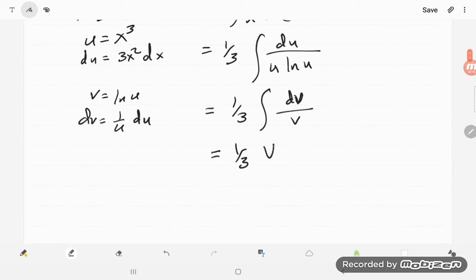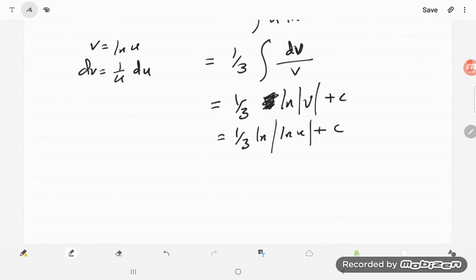So that's 1/3 v to the -1, right? That's not a power rule, that's logarithm. So there's the logarithm of the absolute value of v plus c. And so that's 1/3 natural log. Now what was v? Well, v was the natural log of u, plus c. And then u was x cubed, so this is the natural log of the absolute value of the natural log of x cubed plus c.